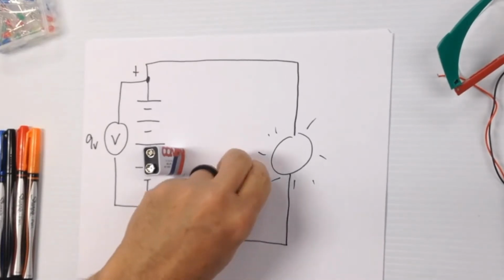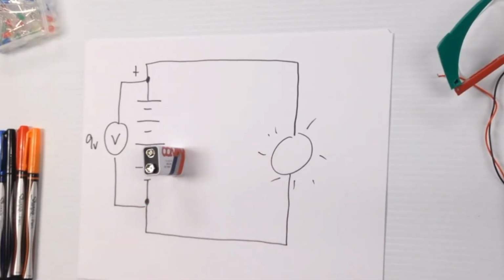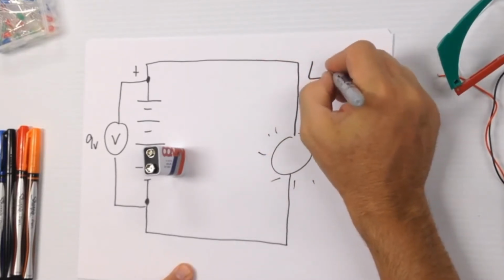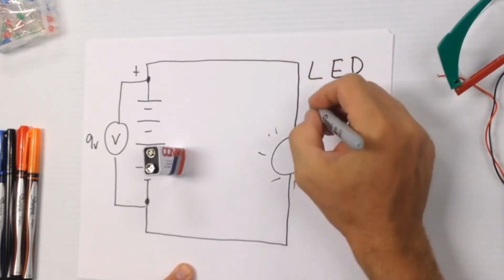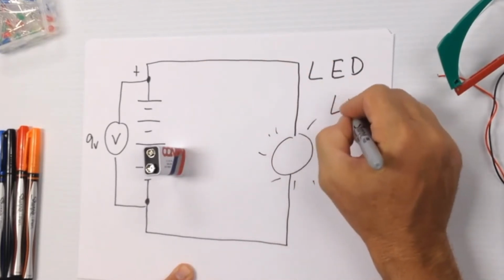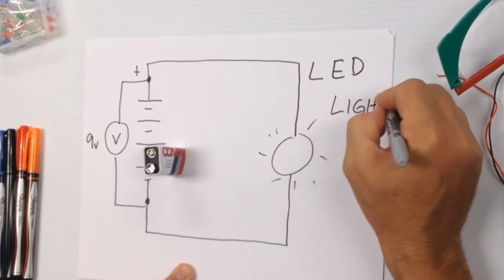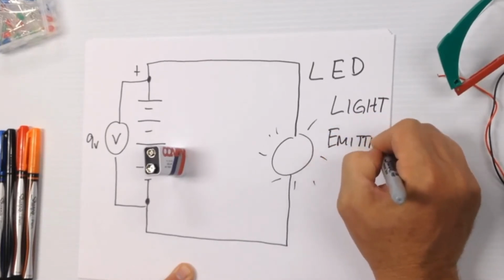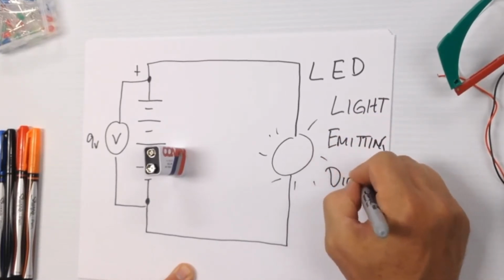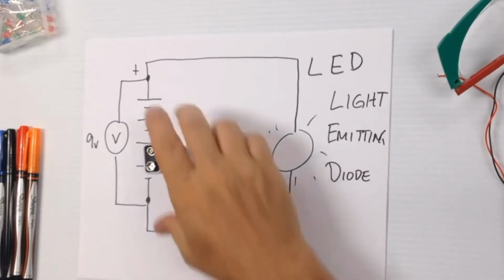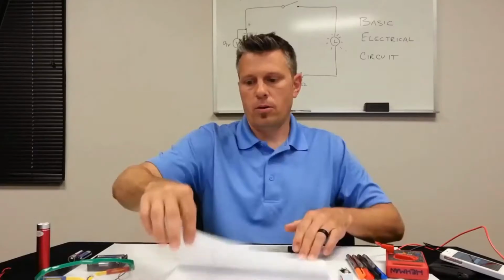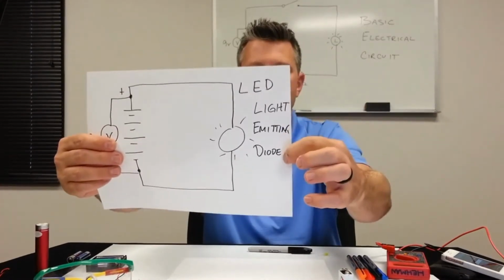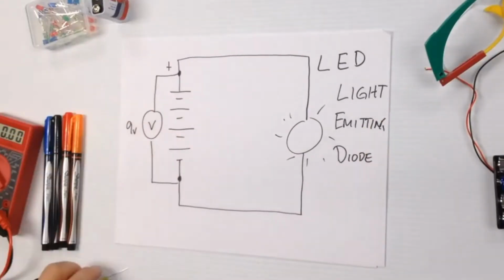Now, an LED is a light emitting diode. This LED is a light emitting diode. That's what it stands for.